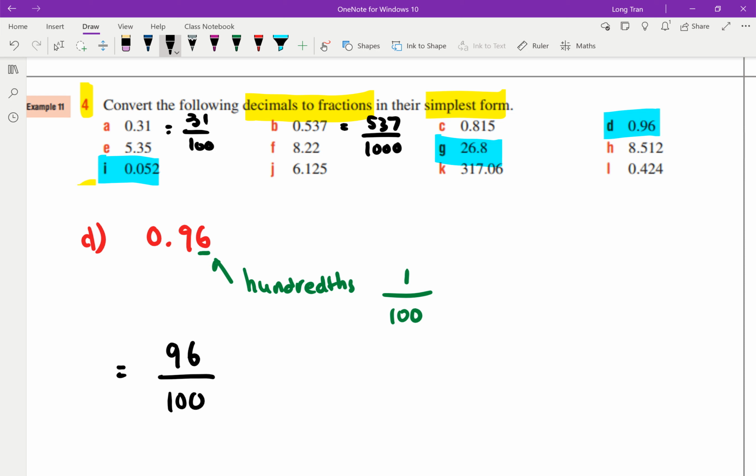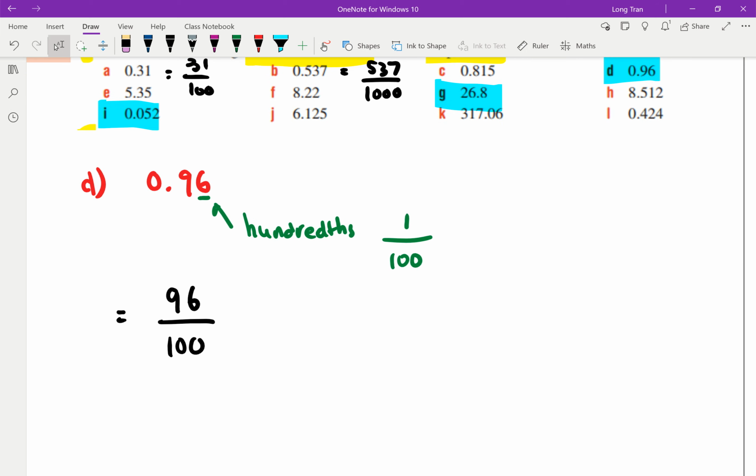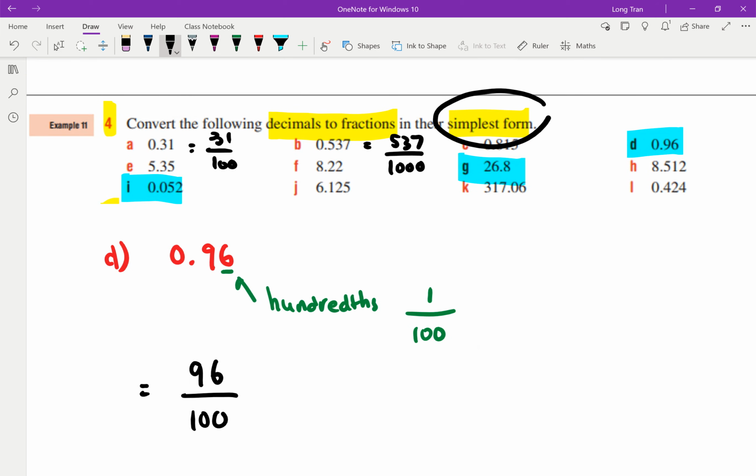Your job now is to somehow simplify, say, 96 over 100. You have to simplify this. And this goes back to what you've been practicing in exercise 3A, equivalent fractions, finding a common factor. But the only way you can do common factors is if your times tables are strong. So here we go. We've written them as fractions, but they wanted us to do it in simplest form.